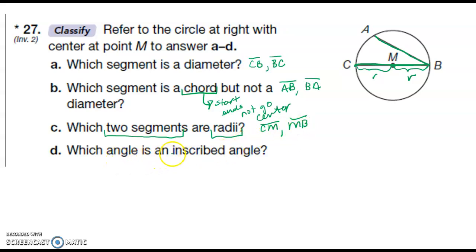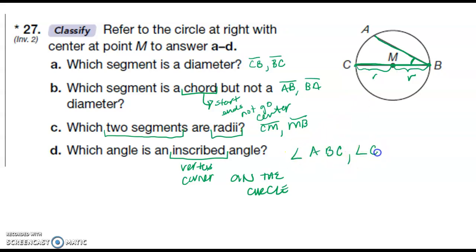And then which angle is inscribed? So an inscribed angle has its vertex, or corner, on the circle. And the only inscribed angle that has its vertex on the circle is this ABC right here. So you could say angle ABC, or you can go the other way around, angle CBA, as long as B is in the middle.